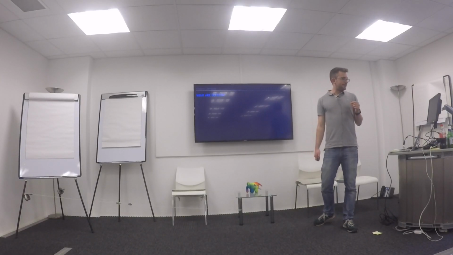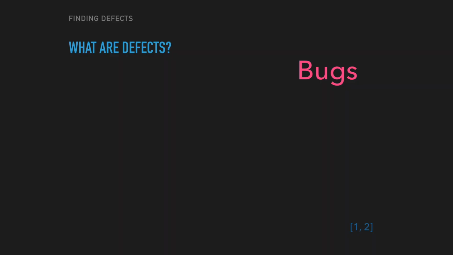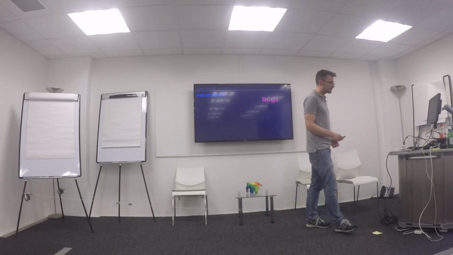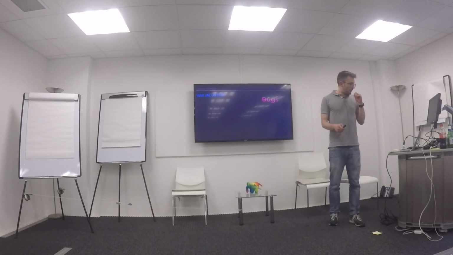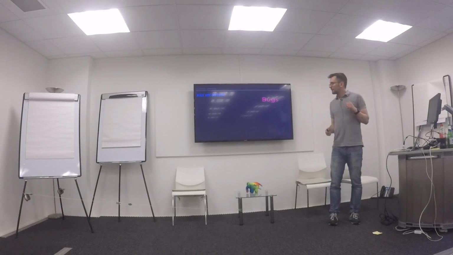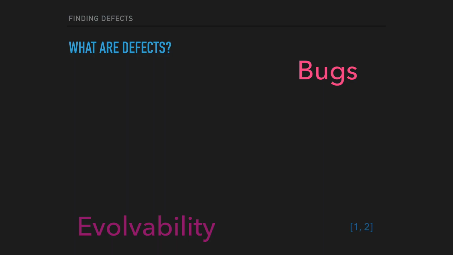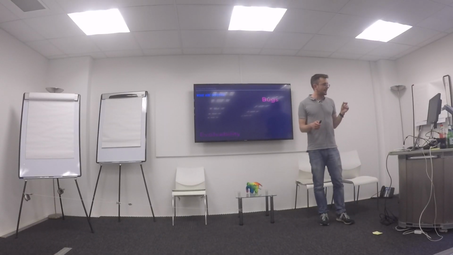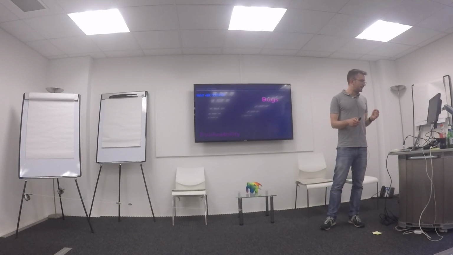So what are defects? Probably when I say defects, you think of bugs. You think of if this bit of code was actually run under this condition, it would fail. It would crash. It would give the wrong answer. It wouldn't behave correctly. But there's another type of bugs, and these are called evolvability bugs.